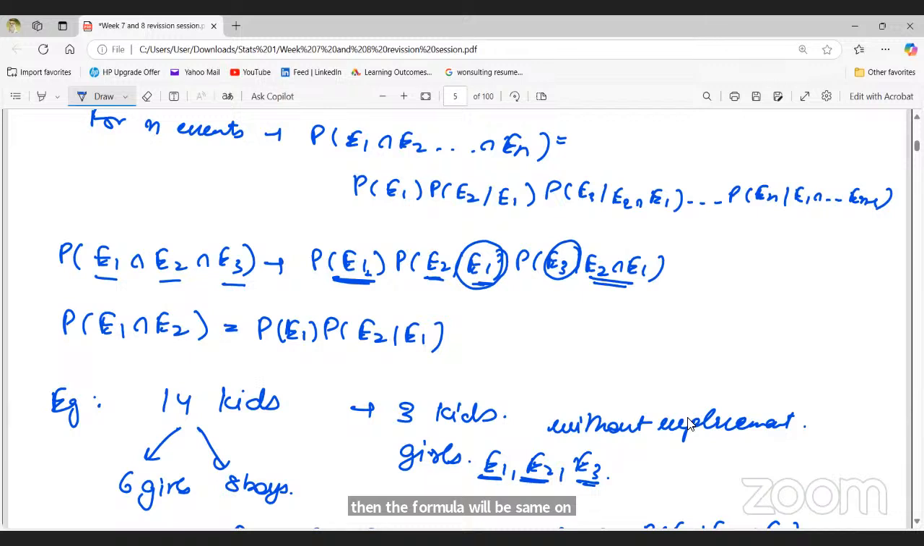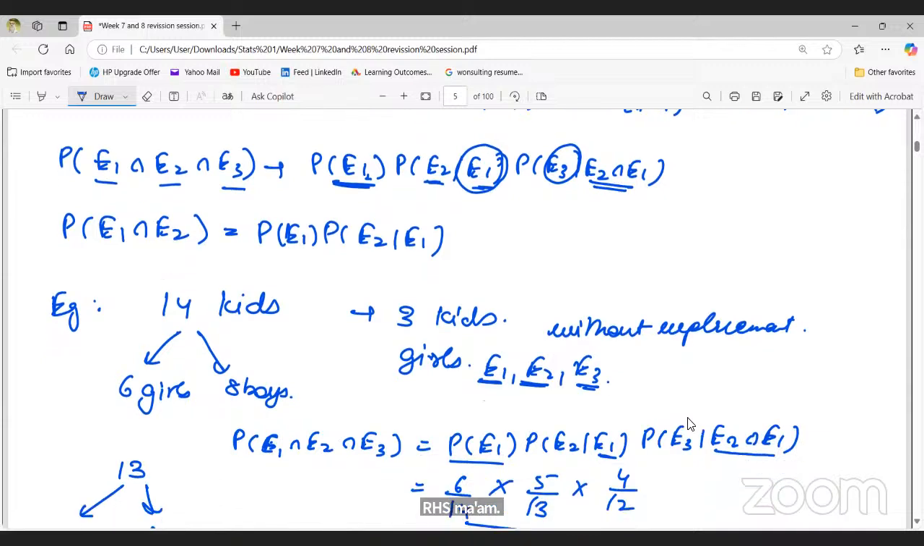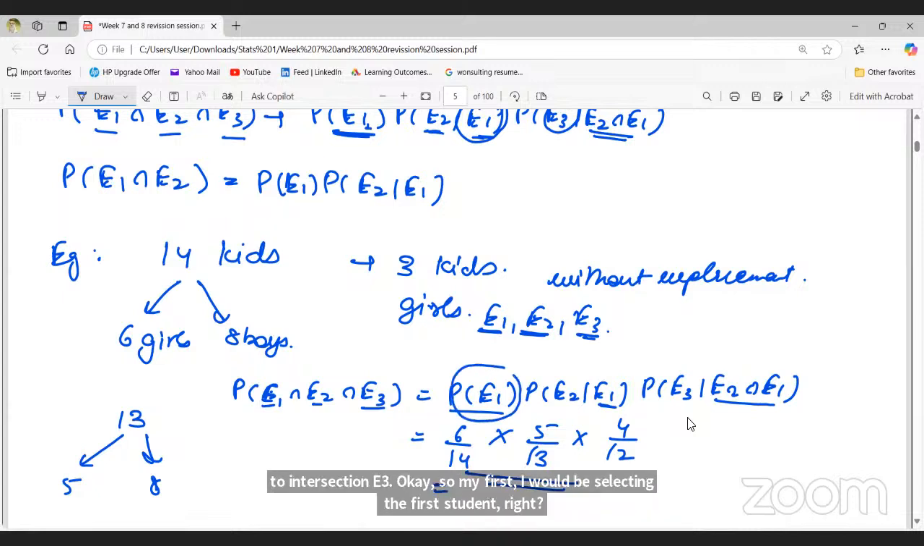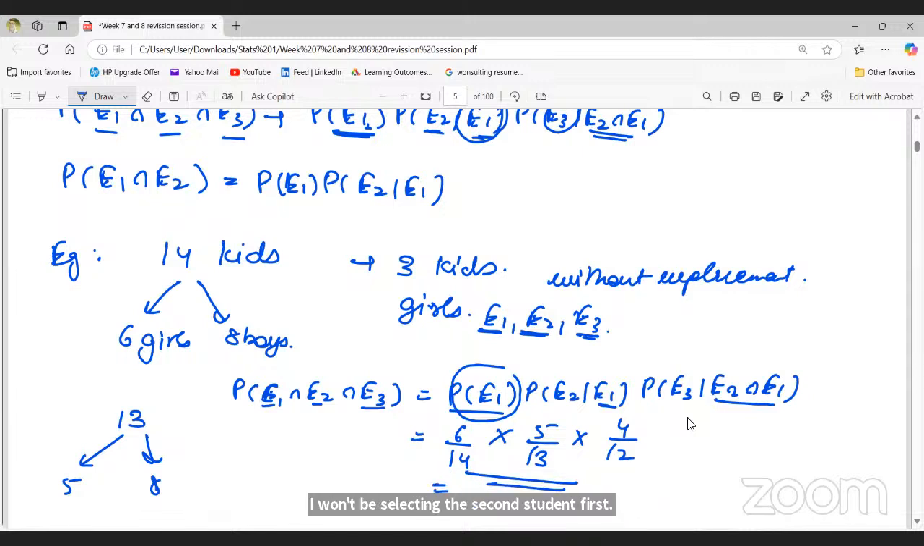You have to go according to the solution only. According to the question, I am writing E1 intersection E2 intersection E3. My first step is selecting the first student. I won't be selecting the second student first, correct? So we go one by one: E1 into E2 given E1 into E3 given E2 intersection E1. So you have to go according to the question only.